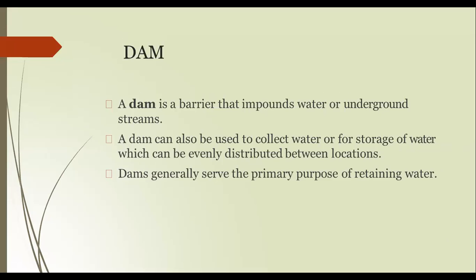It also conveys the water to the downstream side or the canal system. So this is the purpose of the storage of a huge amount of water. A dam can also be used to collect water or for storage of water, which can be evenly distributed between the locations. Means for irrigation purpose, for even water distribution purpose also this can be used. So dams generally serve the primary purpose of retaining water. So it stores the water, it retains the water, it collects the water.